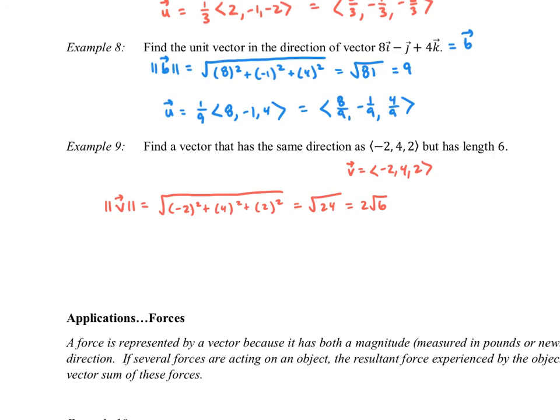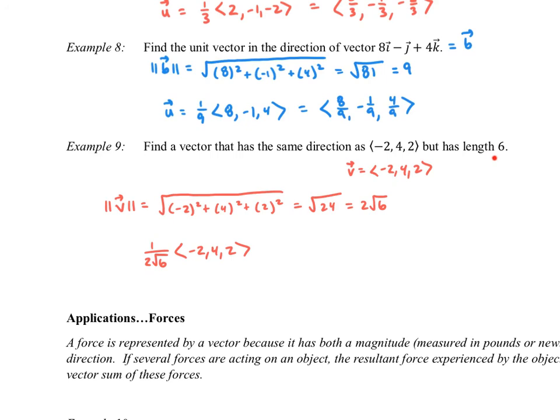So let's say that we were to take that particular magnitude and multiply its reciprocal by -2, 4, and 2. Well, what length would that give us as a vector? Well, that would give us a unit vector, right? So if we were to find the vector that was in the same direction as -2, 4, 2, but of length 1, that's what we just found. This would be length 1.